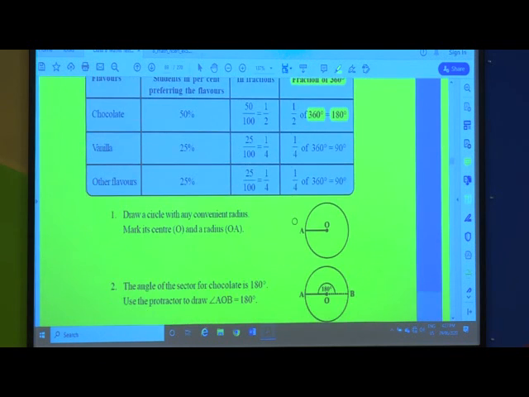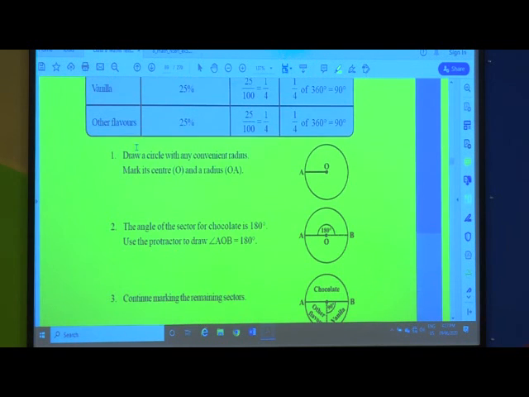Now, see the steps here. Draw a circle with any convenient radius. Mark its center O and a radius OA. Understand, students? Draw a circle with any convenient radius, a suitable radius. Then what to do? Mark its center as O. You can see here in the figure, the center is O and OA is the radius.